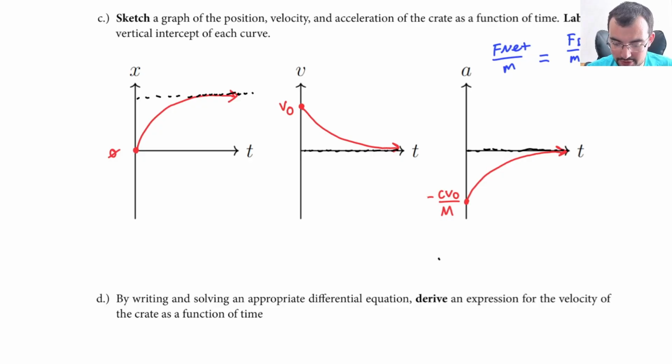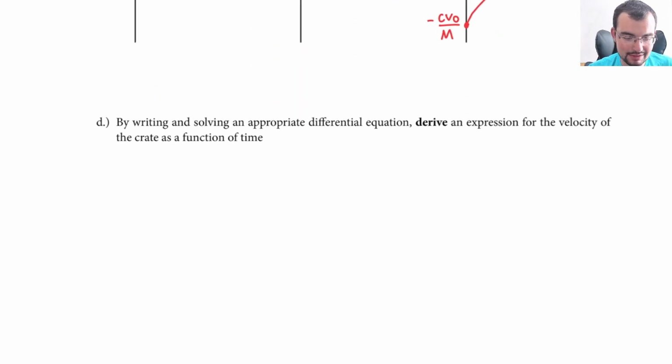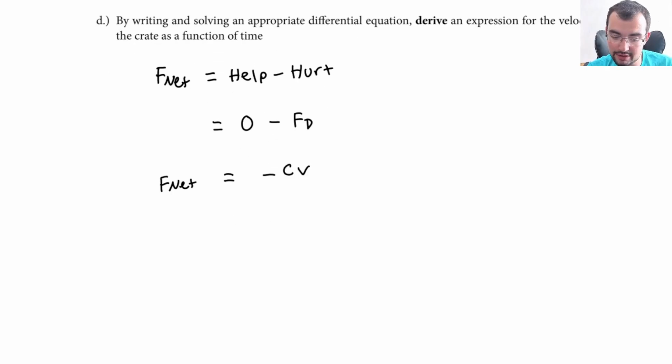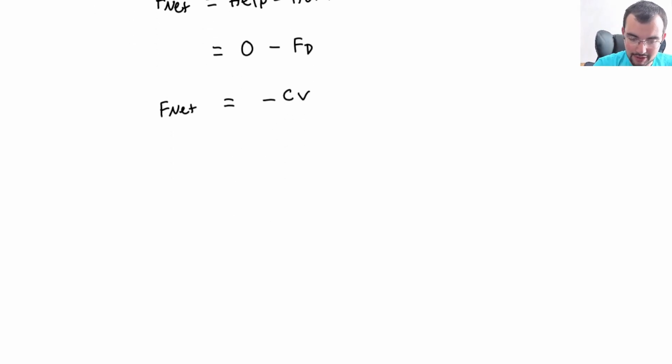All right, by writing and solving an appropriate differential equation, derive an expression for the velocity of the crate as a function of time. Well, the general expression for this is just solve for dv/dt, and then we do some separating. So we do know that F net is just help minus hurt. Is anything helping my crate move? No, nothing. What's hurting my crate? The drag force. So my net force is just negative Cv, not Cv0, because the v could be anything. Now, what is F net?